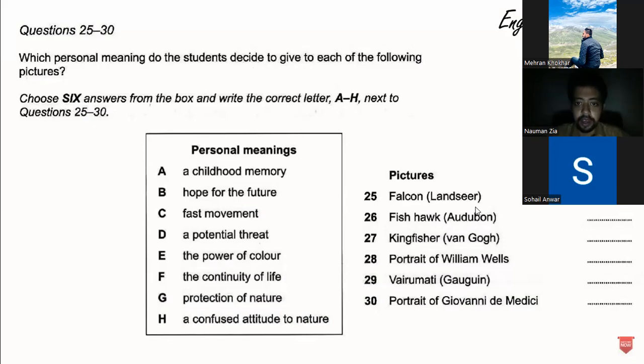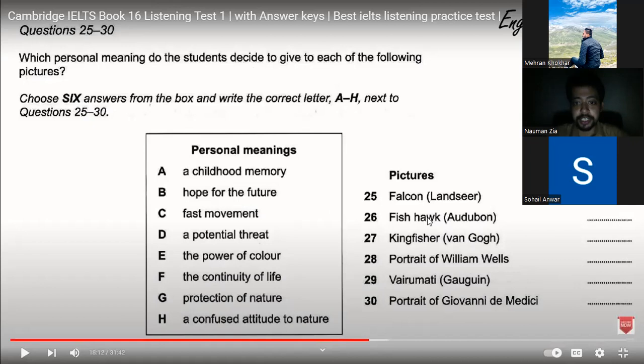Oh, okay. Now they have both agreed. A potential danger. Danger matlab kya hai? A potential threat. D is the answer. Okay, now listen to the next one.